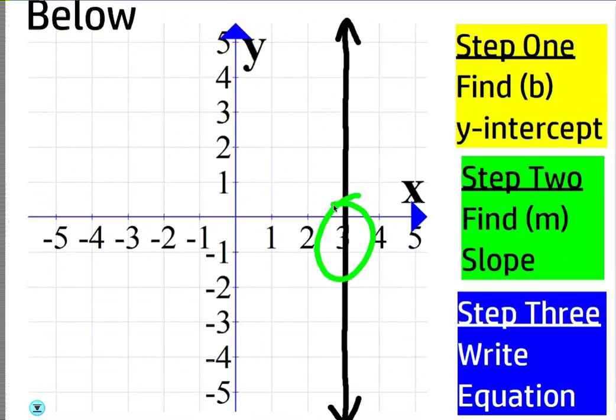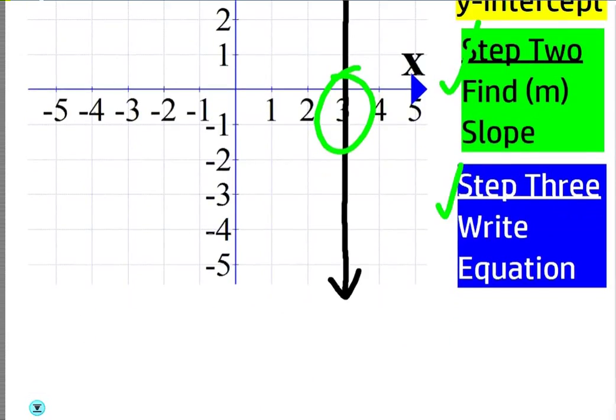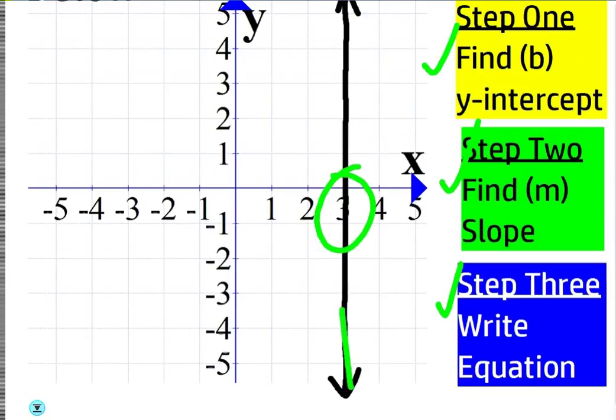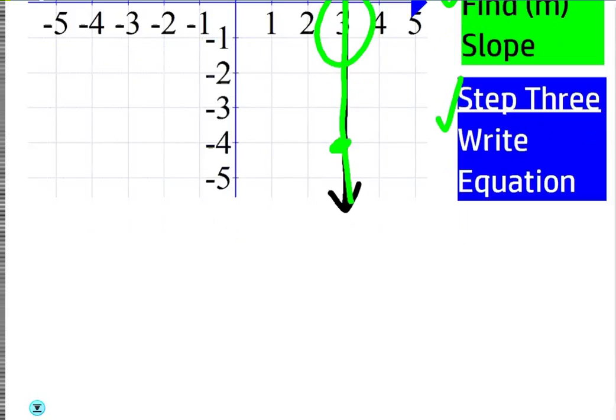That one doesn't have a y-intercept, so we can't really even find it. It doesn't even cross the y-axis. The slope is undefined. We just need to know that the x value is always 3 on this line no matter what. No matter what point you pick, let's say you pick this point, it's 3, 3. The x value is 3. This point's 3, -4. The x value is still 3. Therefore, the equation for that line is x equals 3. And that should be everything for this worksheet. I'll give you a little bit to finish it, and then we'll go over the answers.